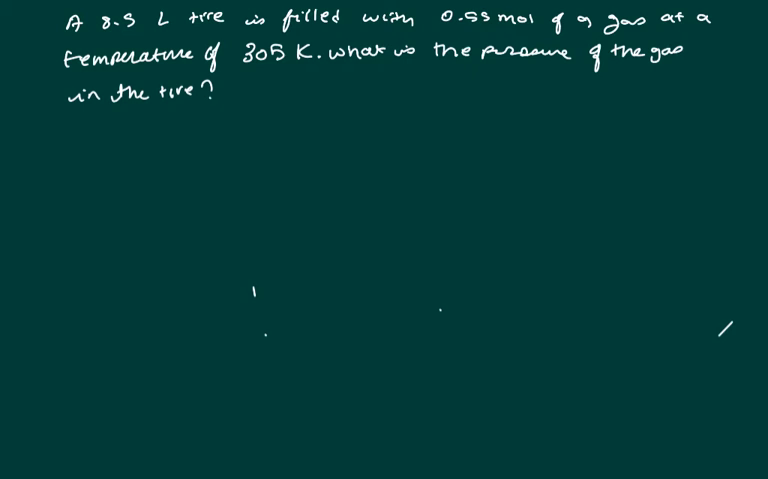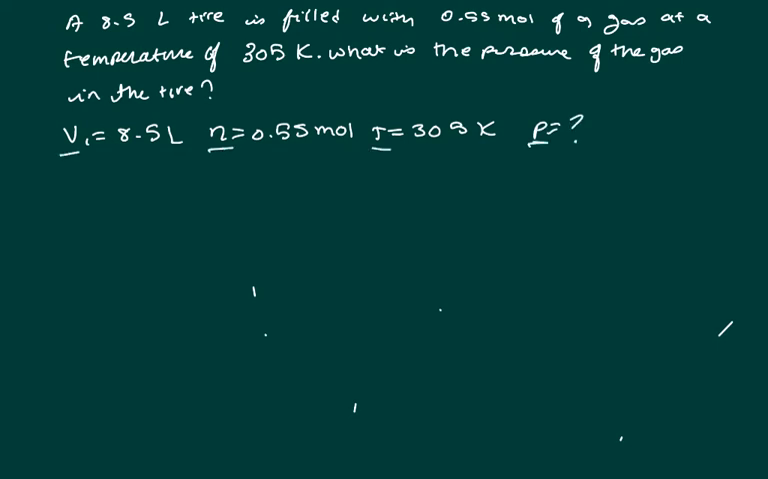A 8.5 liter tire is filled with 0.55 moles of a gas at a temperature of 305 Kelvin. What is the pressure of the gas in the tire? So let's collect our information. V is 8.5 liters, N is 0.55 moles, and the temperature is 305 Kelvin. And so what is the pressure? So we have 1, 2, 3, and we're trying to figure out the fourth variable. That means we should use PV equals nRT.